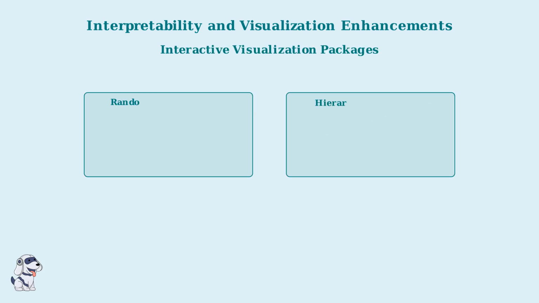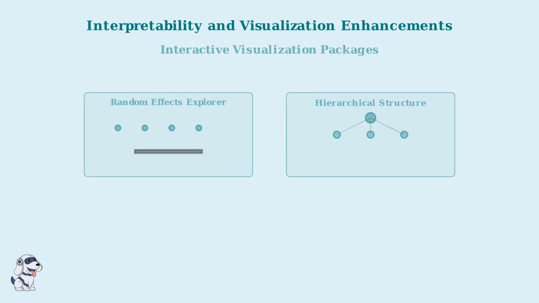Interactive visualization packages allow researchers to explore random effects dynamically. Users can adjust parameters in real time and see immediate visual feedback. Hierarchical structures become clear through interactive network diagrams. Automated model selection procedures are streamlining the complex process of choosing optimal random effect structures.